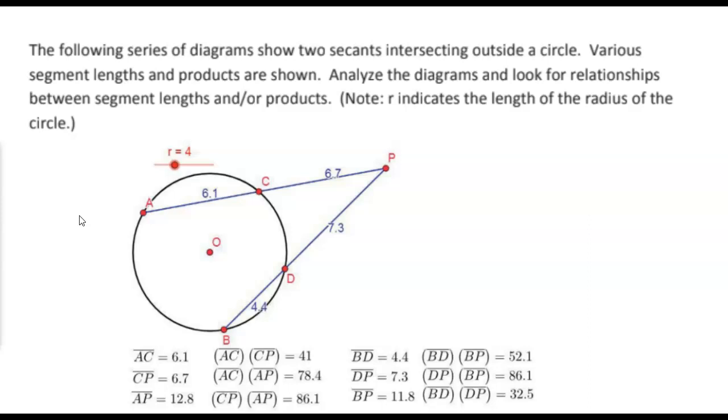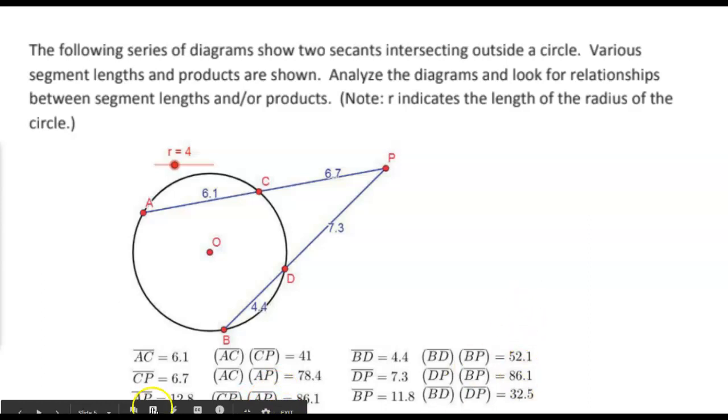The following series of diagrams shows two secants intersecting outside a circle. Various segment lengths and products are shown. Analyze the diagrams and look for relationships between segment lengths and/or products. Note, R indicates the length of the radius of the circle. Now here, it also looks like they've already given us the measurements for different things. They found the measurement of AC, of CP, of AP, the whole thing. They found all the little pieces BD and DP and BP. And then they've also taken all of these little segments and they've multiplied them times each other.